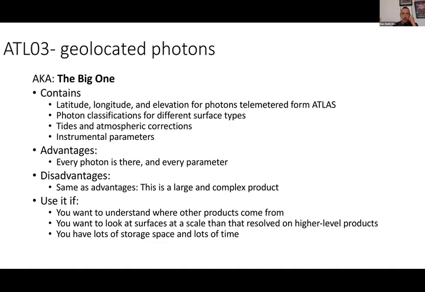Elsewhere in the product, you'll be able to find tide and atmospheric corrections, and you'll be able to find a lot of parameters that are relevant for defining the configuration of the instrument. The advantage of this one is that everything is there. Every photon that ATLAS has provided to us is stored in this product, and every parameter that you might need to know about that photon is there too. The disadvantages are the same as the advantages. It's easy to get lost dealing with this product, and it can be kind of cumbersome to work with. So downloading the data, getting it up on screen can all be hard. And we'll try and give you some tools to do this, but it's something that can take a lot of work.